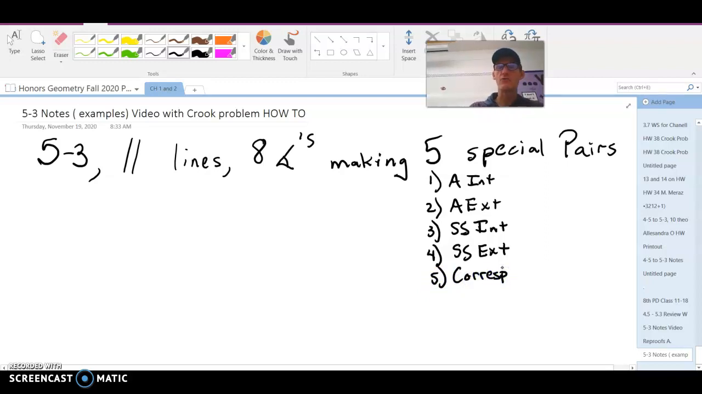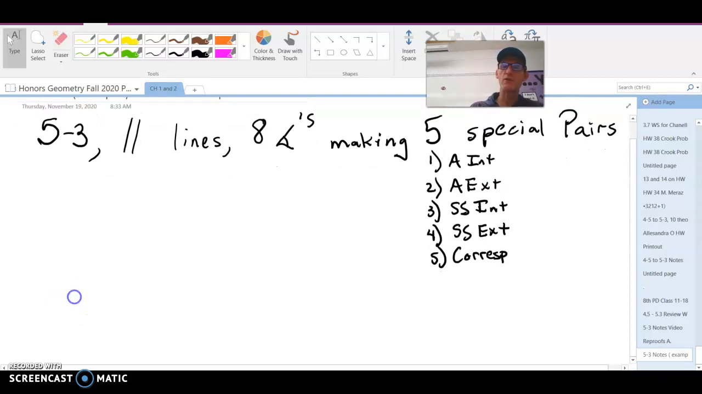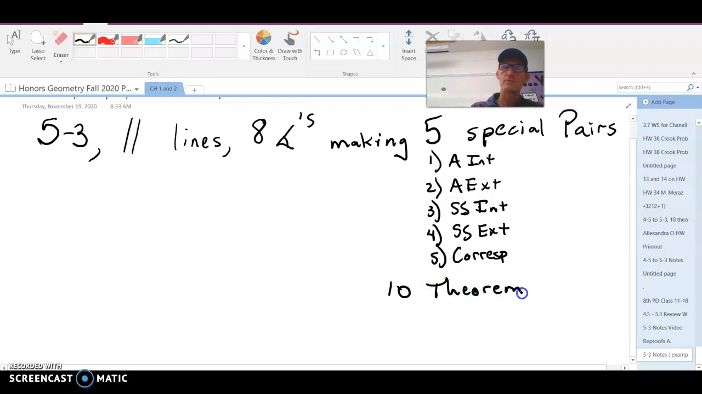Okay? Now from these 5 special pairs, we have 10 theorems. Okay, so those 10 theorems are really 5 theorems and the converses. So there's 5 theorems with 5 converses.